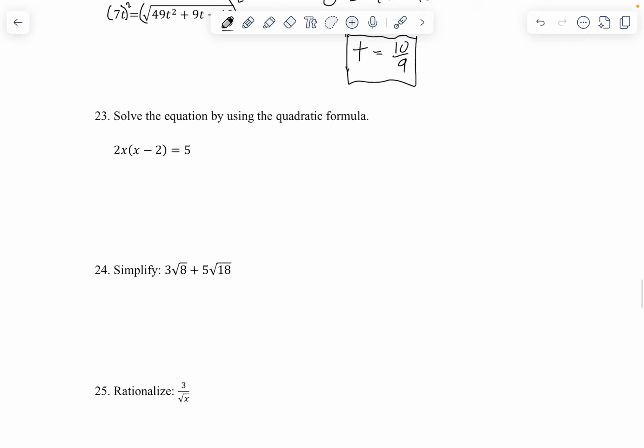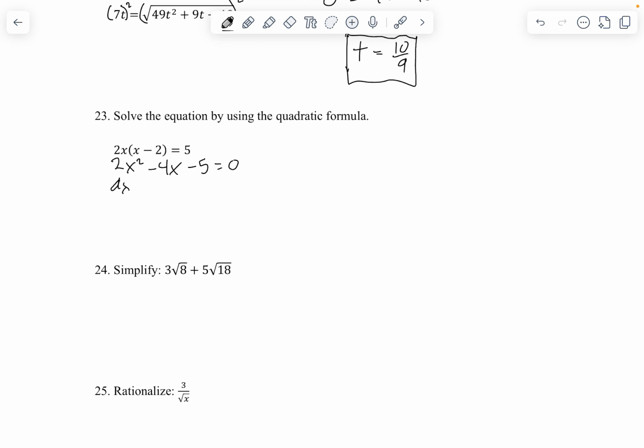23. Solve the equation by using the quadratic formula. First of all, I need to set it up. So I'll begin by distributing the 2x right there. So I get 2x squared minus 4x. I'll bring the 5 over to the left. So this is a quadratic in standard form.